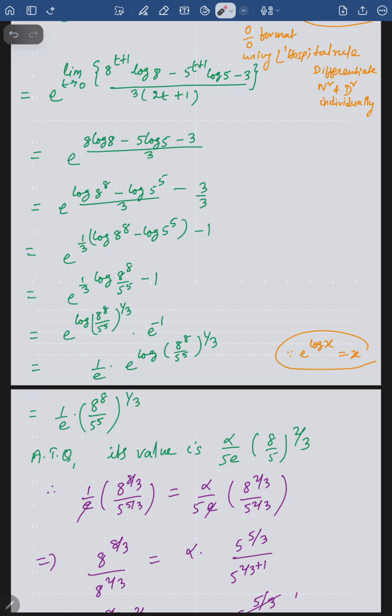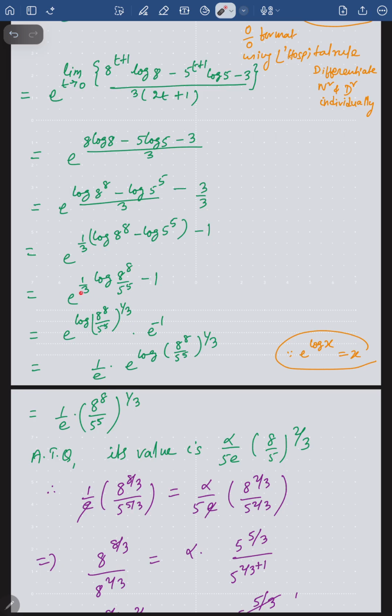We will split this denominator between these and this. So e raised to the power log 8 raised to the power 8, because this can be written like this, the power can be raised to this. So similarly minus log 5 raised to the power 5, divided by 3 minus 3 upon 3. So this 3 upon 3 will get cancelled, you will get 1 minus 1 over here, e raised to the power this whole. Okay, next this 1 by 3, I have written as 1 by 3 multiplied. So again this is a log m minus log n case, so log m upon log n we can write. Okay, minus 1 was already there.